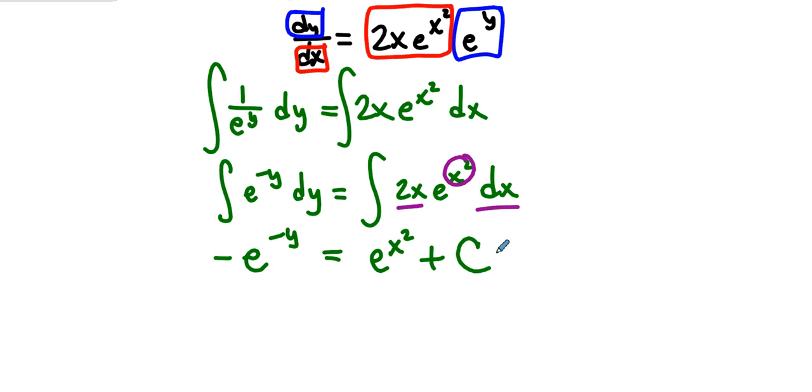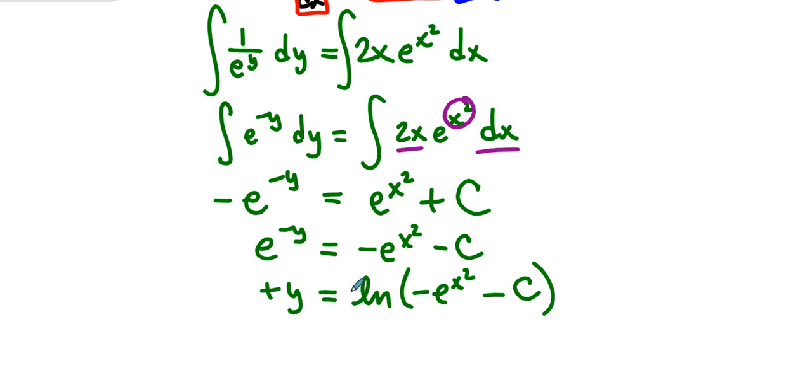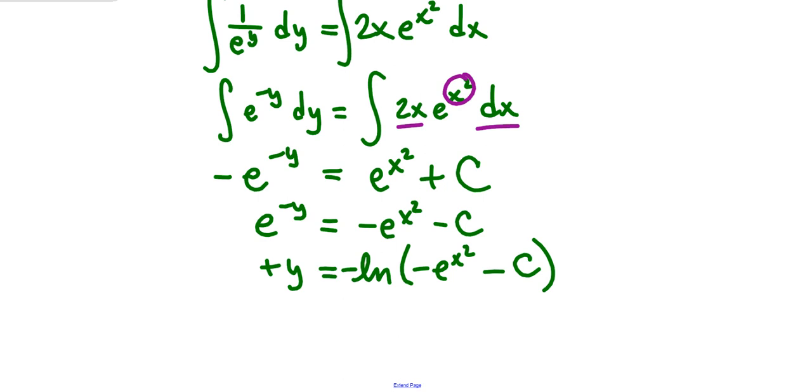So now we're trying to get y by itself. So we'll kick the negative sign over using a mathematically appropriate operation. And then we want to bring the negative y down, and the way to do that is to take a natural log, and then it's not too hard to finish that job. So the question is, what is c?